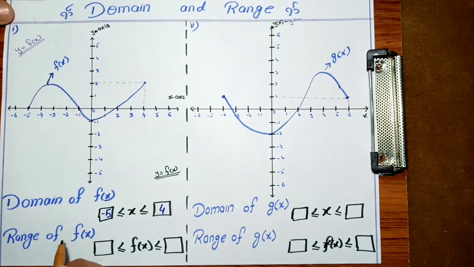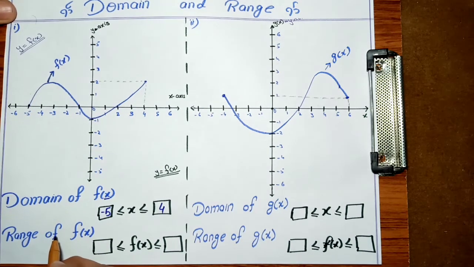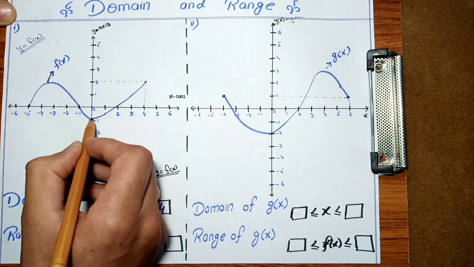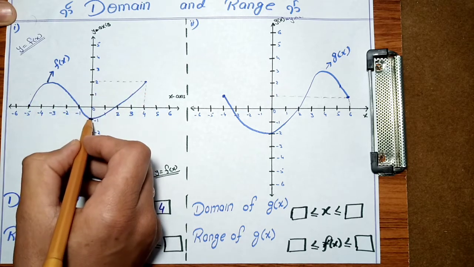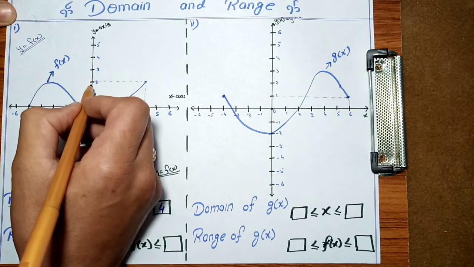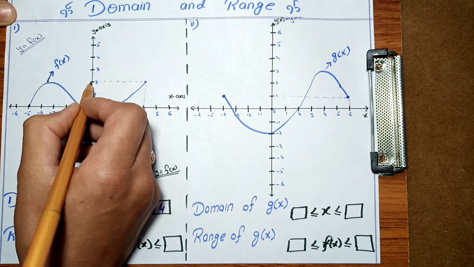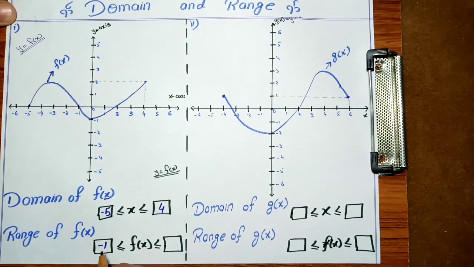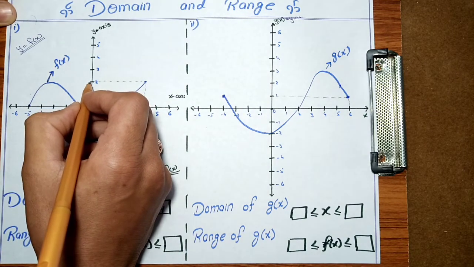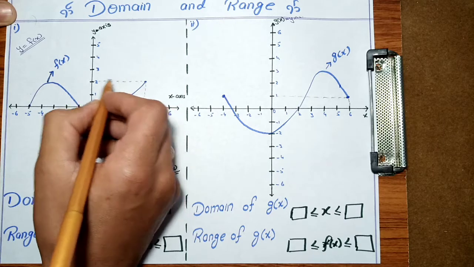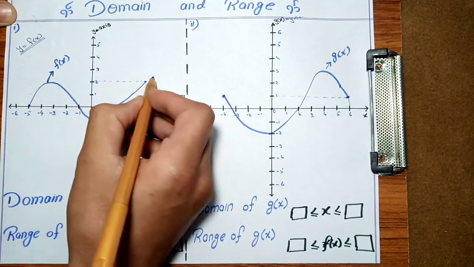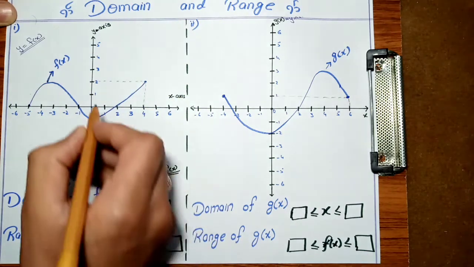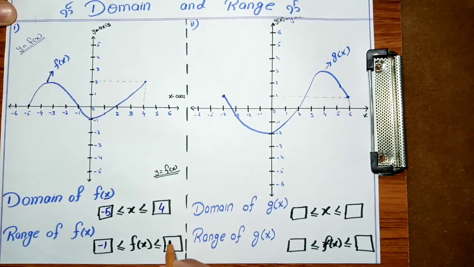Now how do we find the range of the function f of x? The range of the function f of x means the minimum value and the maximum value on the y-axis, right? The minimum value on the y-axis is -1 and the maximum value on the y-axis is -2. Here at -3 there is no function, f of x is not defined, right? So the maximum is 2.